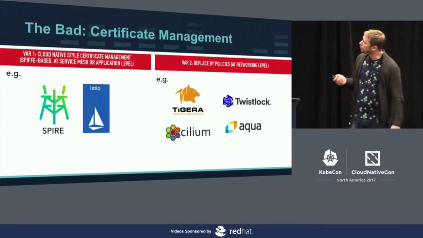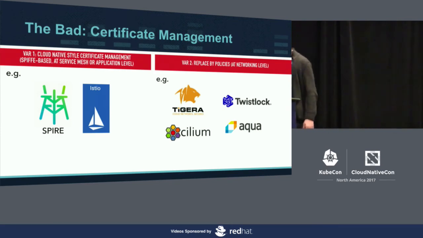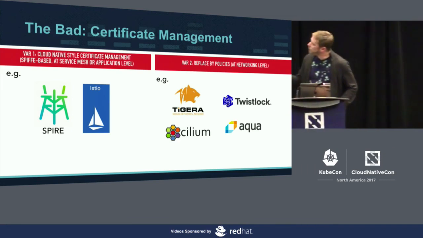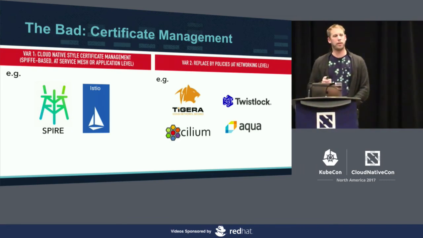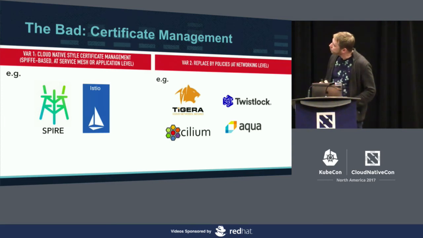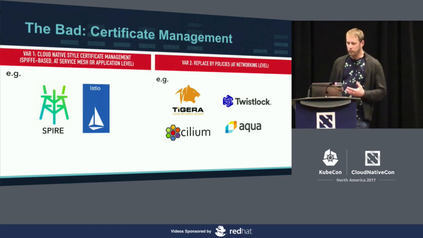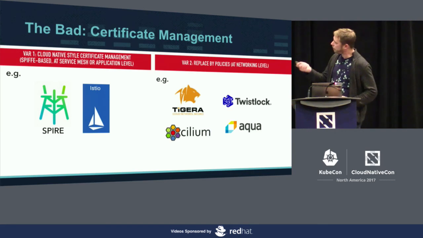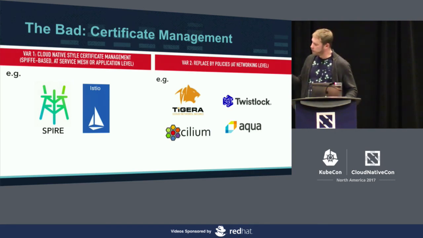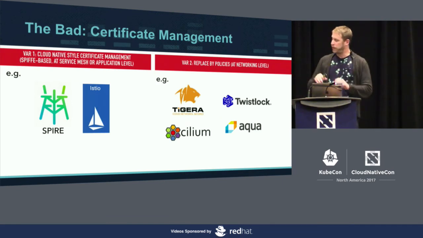So we're looking into solutions like Spire or Istio for certificate management on the service mesh side, or using network level policies based on products like Tigera or Cilium or Twistlock and Aqua to handle this application to application trust thing on the networking level.